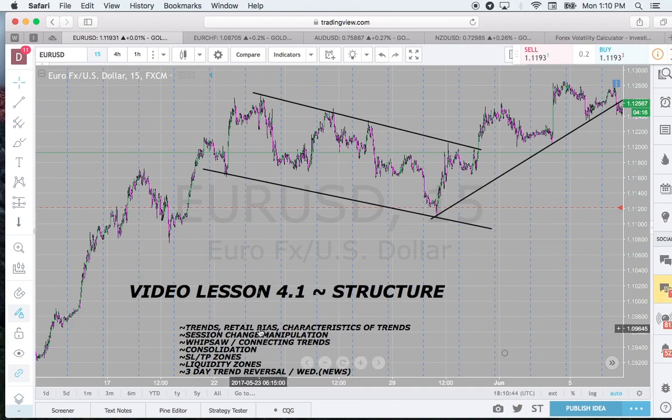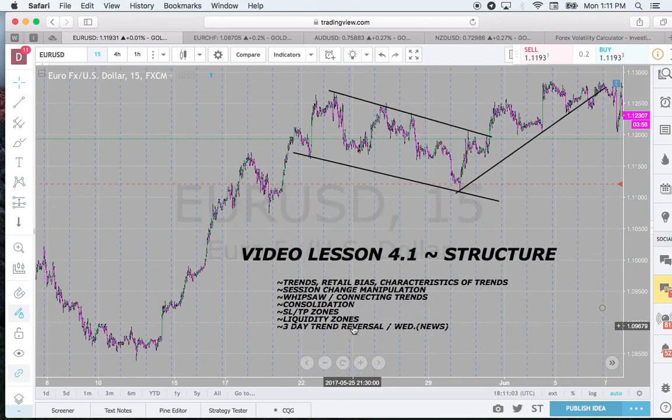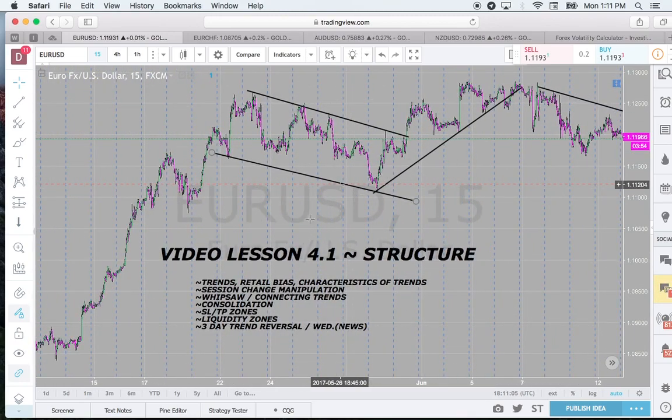We will be discussing retail trader bias, what the retail trader thinks when he is trading these trends, or how we were taught as retail traders to trade a trend. And we will be going over the characteristics of the different trends.